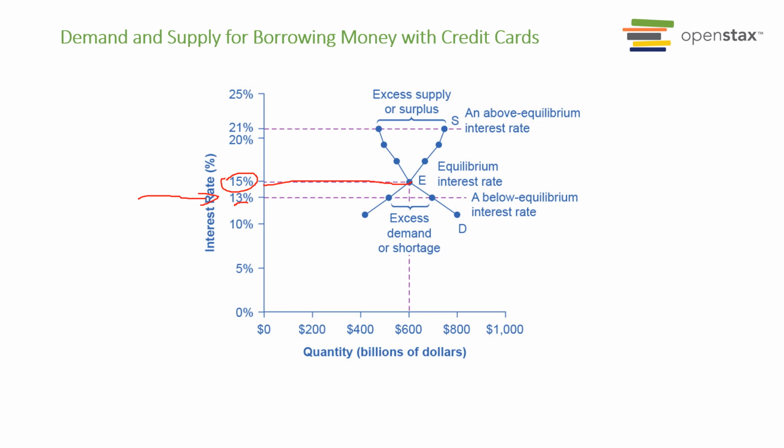But according to the law of supply, when the interest rate is lower, then people want to save less money. So you're going to see a lower level of supply on the supply curve. But on the law of demand, when the interest rate is lower, then people want to borrow more money in the market.